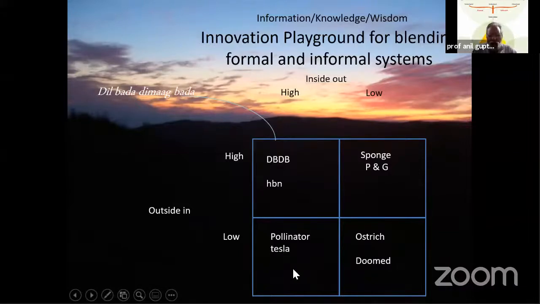Then you have this low outside in. I'm so advanced, so ahead of the curve, that I don't need to learn too much from outside. But I share a lot with others. So Tesla had opened all its patents in public. Anybody could now manufacture batteries for electric vehicles. Why did they do that? Anybody can tell me why they did that?